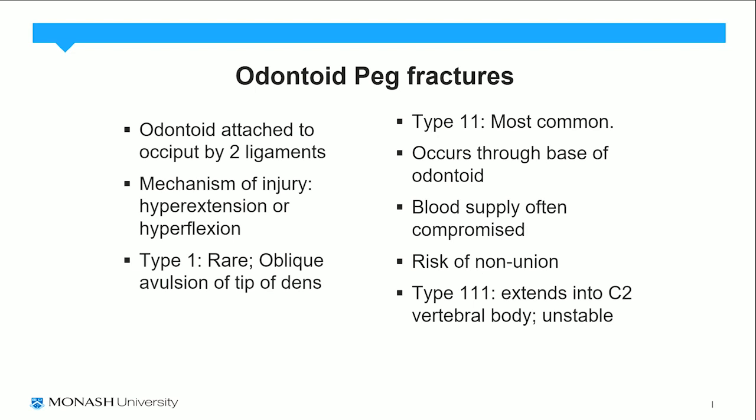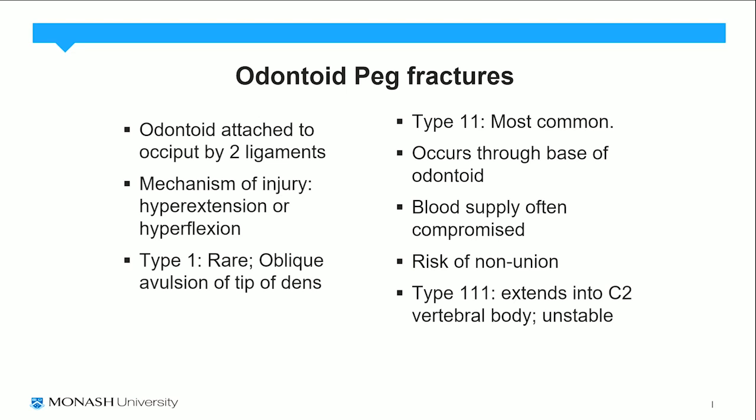The odontoid is attached to the occiput by two ligaments. Mechanisms of injury that can result in odontoid peg fractures are hyperextension or hyperflexion. And there are three types of classification. Type 1 is quite rare. This is an oblique avulsion of the tip of the dens.